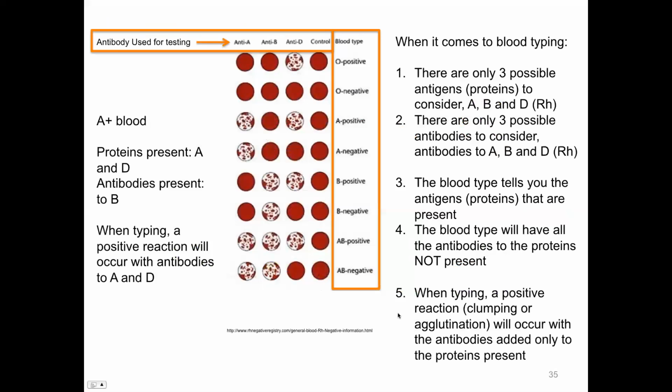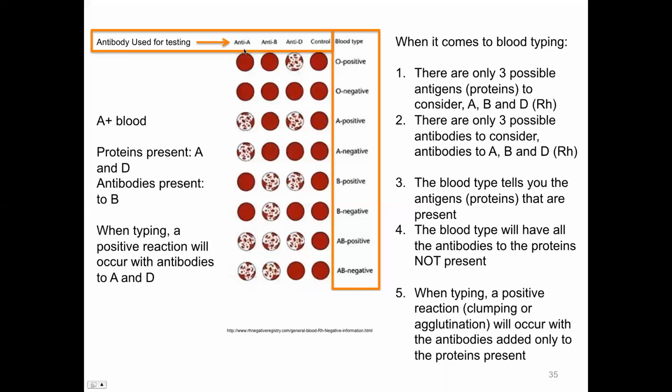Now, when you're typing blood, a positive reaction or clumping reaction will occur with the antibodies added only to those proteins that are present. So for example, if we have someone who has A positive blood, the proteins on an A positive person are A and the Rh or D, right? The antibody that person is making is B because they don't have it. Now, when you're typing blood, you're only going to get a positive reaction to the proteins that are there, A and D, and not with the B. So let's go look at that.